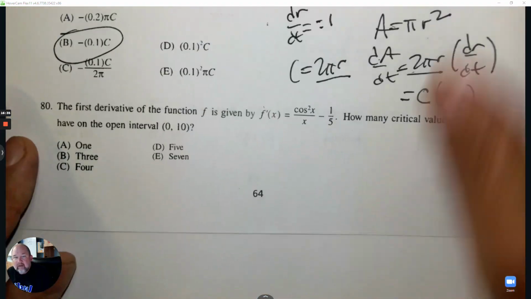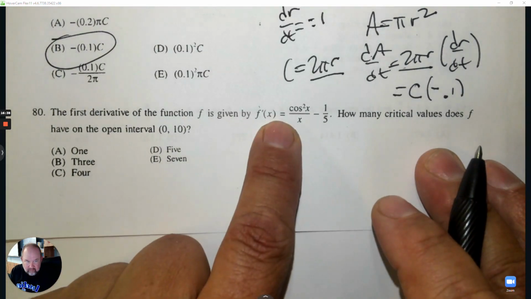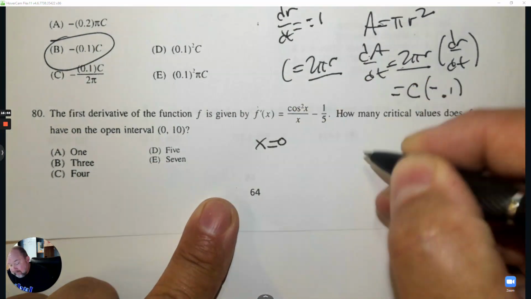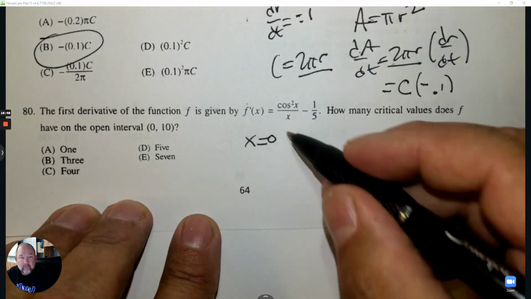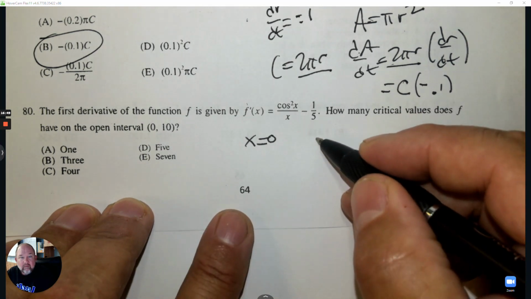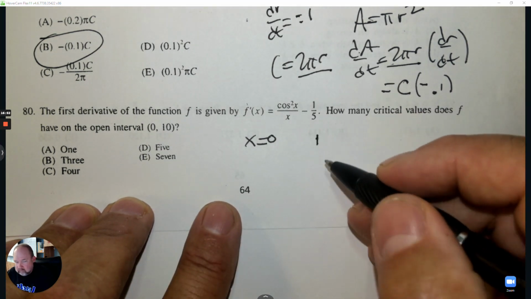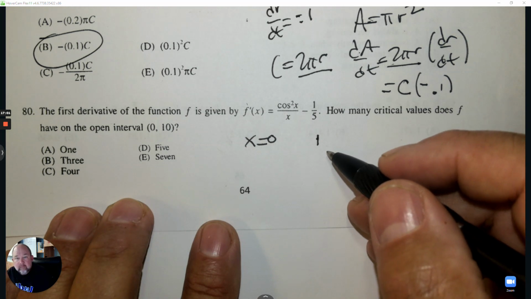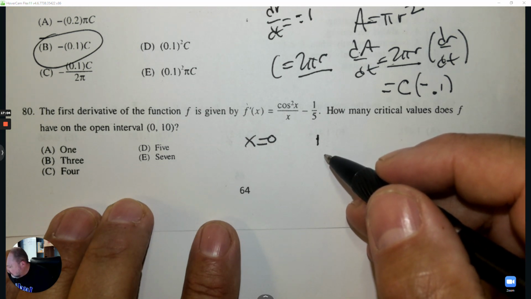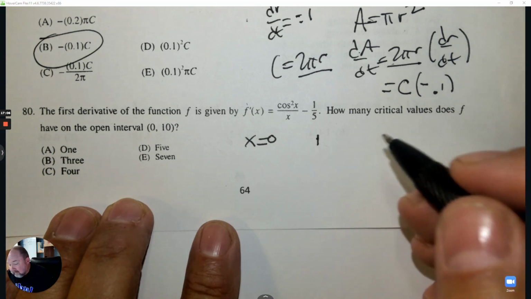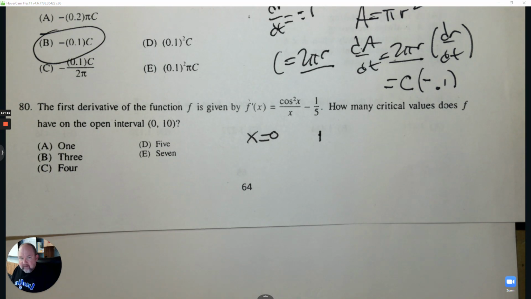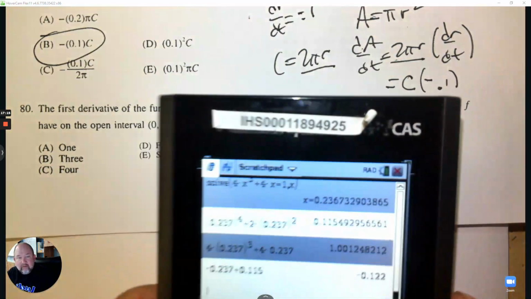80. The first derivative is given. How many critical values does f have on the open interval? Well, it can't be 0 because that's undefined. And then if you make it equal to 0, this is a graphing question. We need a calculator. I was looking at the answer key, like, all right, let's look at the answer key. So let's graph this.